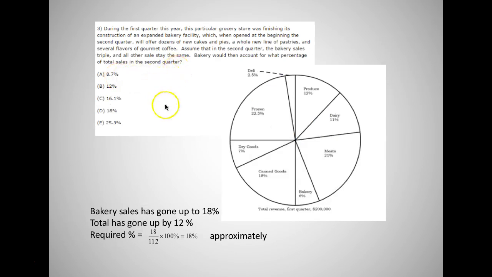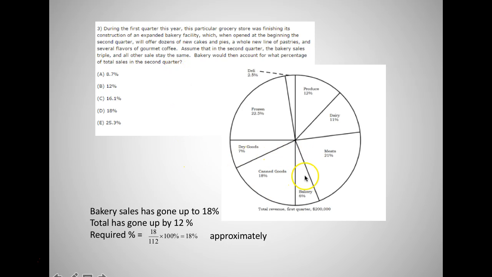Next, during the first quarter this year, this particular grocery store was finishing its construction of an expanded bakery facility, which when opened at the beginning of the second quarter will offer dozens of new cakes and pies, a whole new line of pastries and several flavors of gourmet coffee. Assume that in the second quarter the bakery sales triple and all other sales stay the same. Bakery would then account for what percentage of total sales in the second quarter?